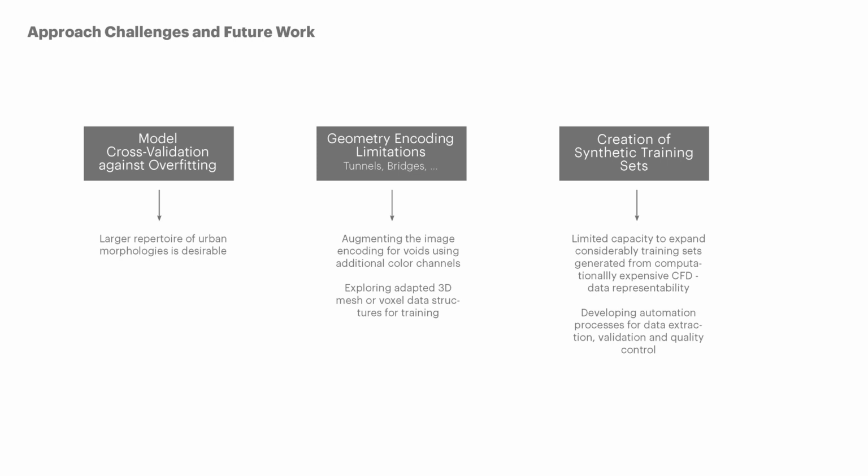The second thing is that the encoding strategy presented represents, yes, a larger variety of urban morphologies, but it is limited to buildings that are continuously solid and that cannot yet represent elements such as tunnels, bridges, curved terraces, and so on. So other representations of 3D geometries can be further explored to expand the model capabilities, through either augmenting the image encoding for voids using additional color layers or exploring adapted mesh or voxel data structures in a different model architecture.